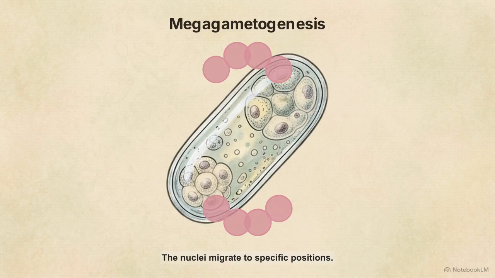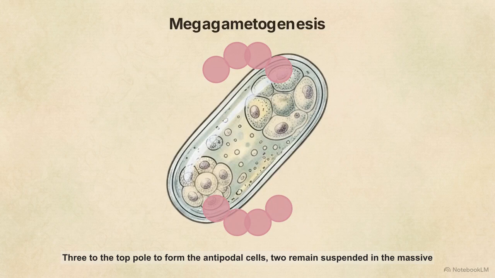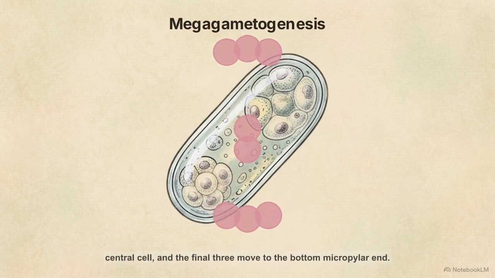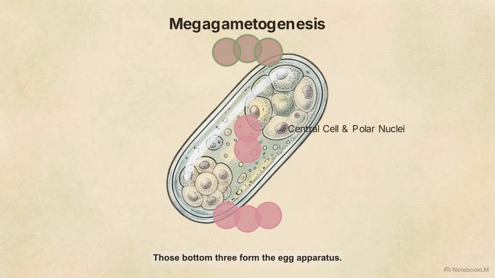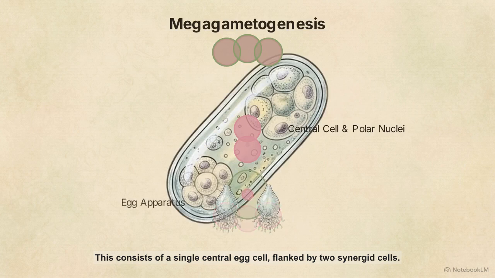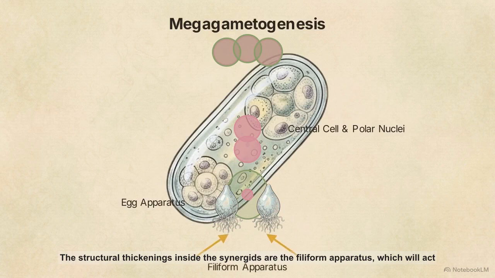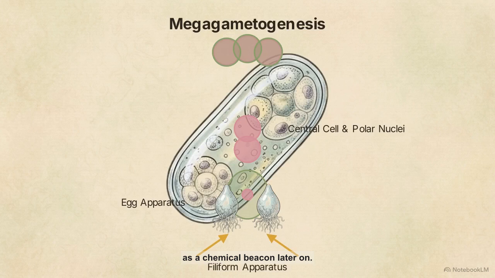The nuclei migrate to specific positions, 3 to the top pole to form the antipodal cells, 2 remain suspended in the massive central cell, and the final 3 move to the bottom micropylar end. Those bottom 3 form the egg apparatus. This consists of a single central egg cell flanked by 2 synergid cells. The structural thickenings inside the synergids are the filiform apparatus, which will act as a chemical beacon later on.